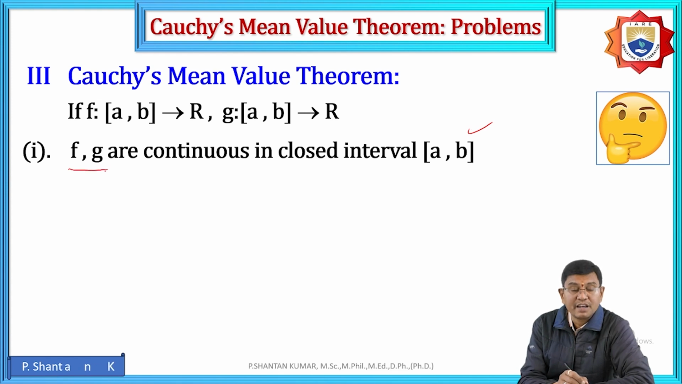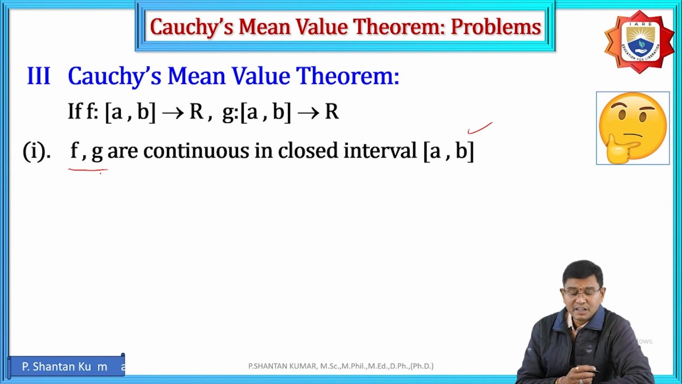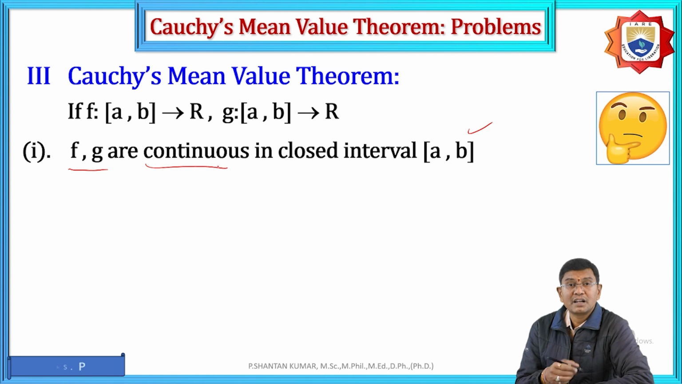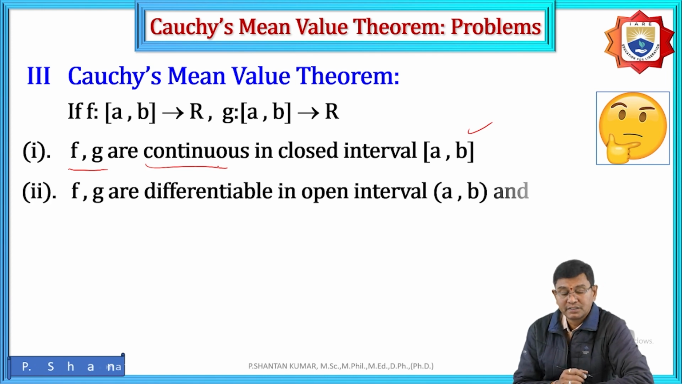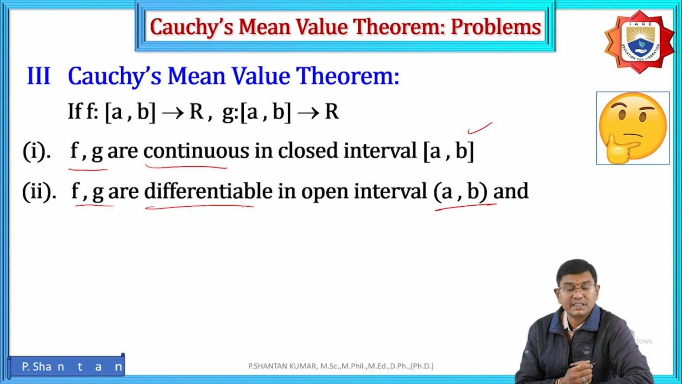Here f comma g are the two functions. Given the two functions, they satisfy the condition of being continuous functions. Similarly, f comma g are also differentiable, that is the derivative exists, in the open interval a comma b. It is the same as the previous definition of differentiability, but here it is under the open interval a comma b.